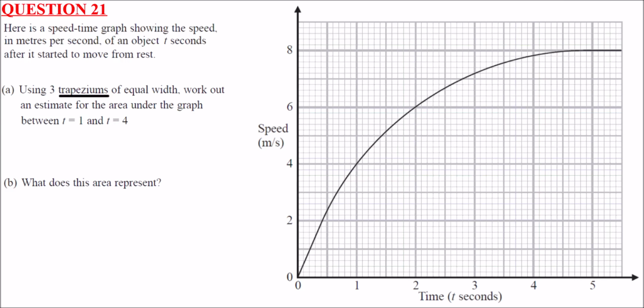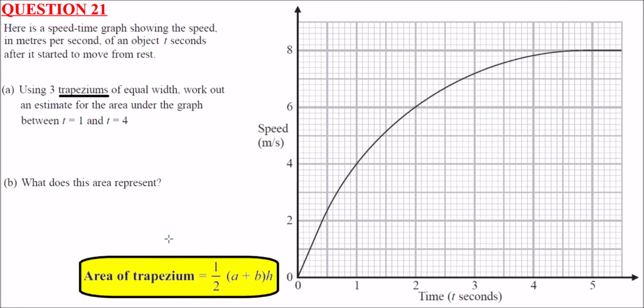We need to work out the area of some of these trapeziums. So the formula for the area of a trapezium is as follows. It's half of a plus b multiplied by h. The way I think of this is we add together the two sides of the trapezium which are parallel, we then half that and then multiply by h, where h is the perpendicular distance between the two parallel sides.